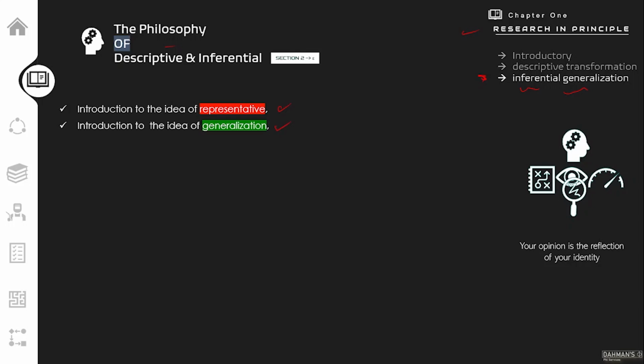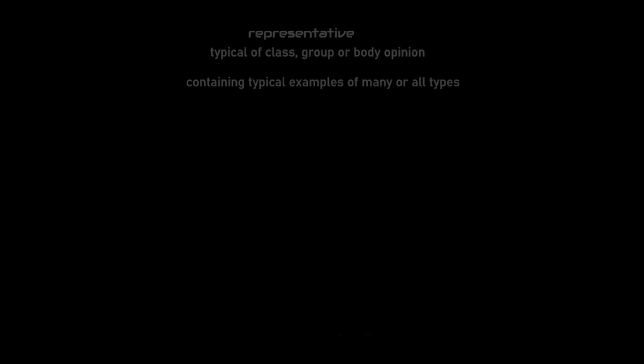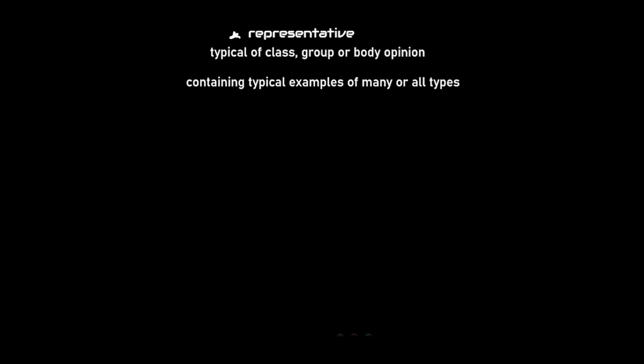So let me share with you the following example. In definition, representative means typical of class, group, or body opinion. Another definition: something containing typical examples of many or all types. Now, what I am interested in is to see what is the common vocabulary between these two definitions. Typical, so typical of class, group, or typical examples.